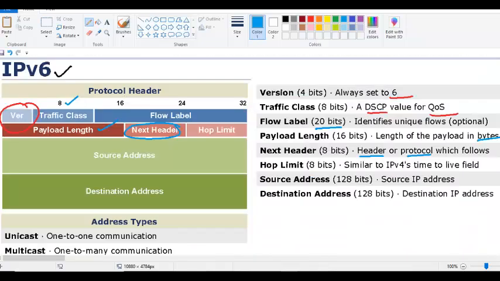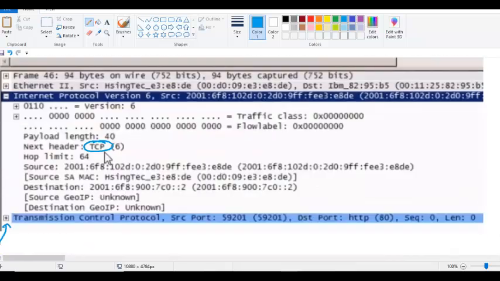Okay, in short, the next header is giving a clue, a hint, what follows after this layer 3. After layer 3, sometimes it may be a layer 4 protocol like TCP, or it may be OSPF or EIGRP, or if it is IPsec VPN, then it will be ESP, encapsulating security payload. So right in the layer 3 header itself, you get an idea.